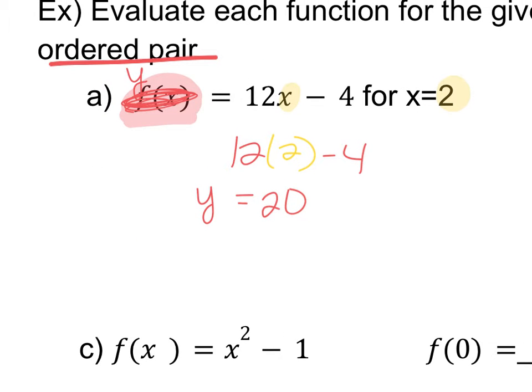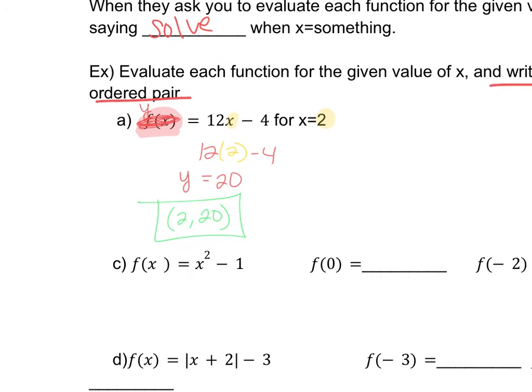So you just write the x. What was the x? It was 2. The y value was 20. That's all they want. Nothing too crazy.